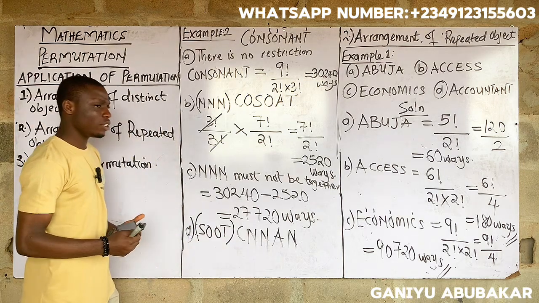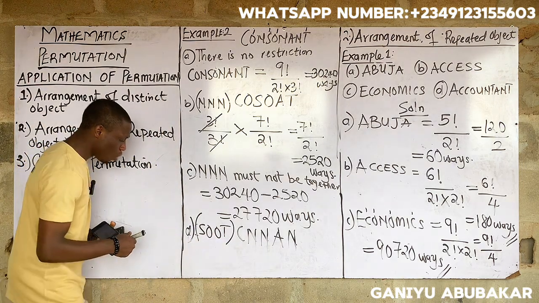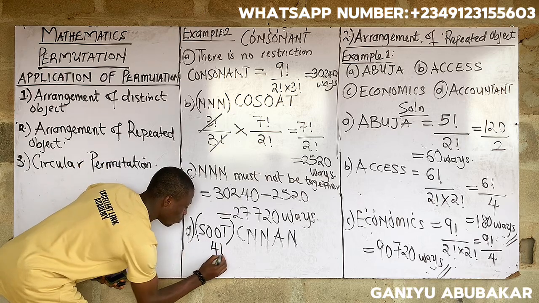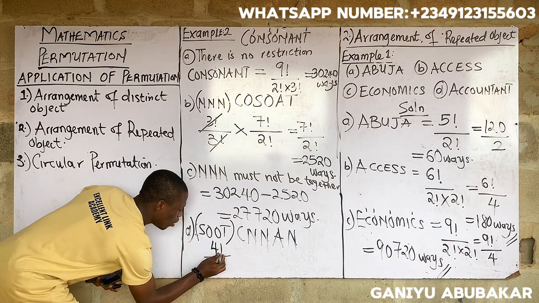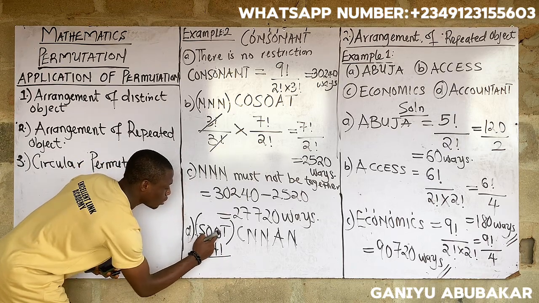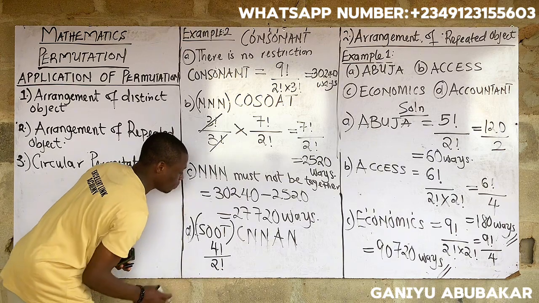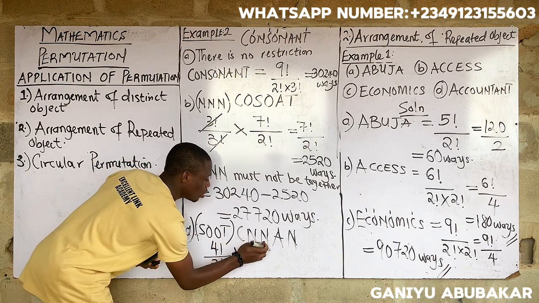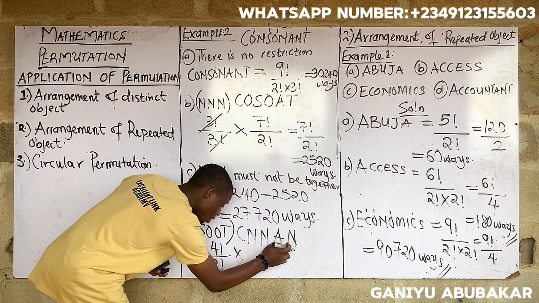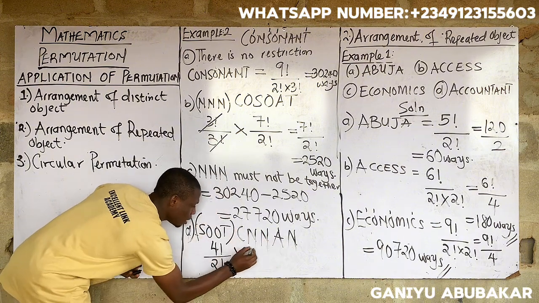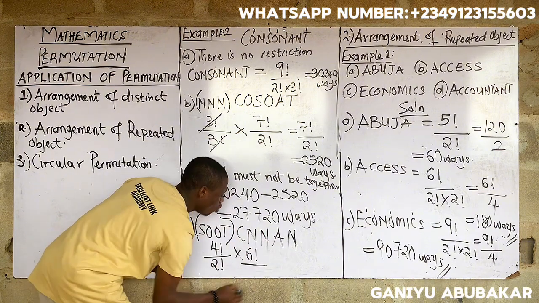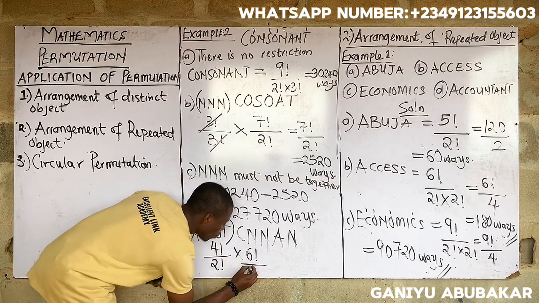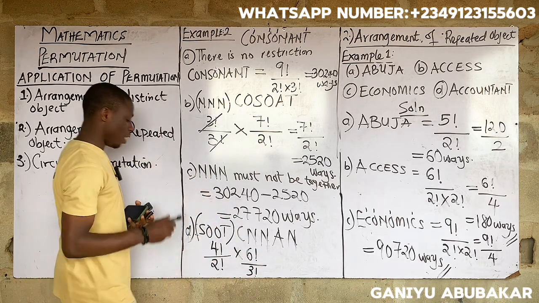So let's solve this. What do we get here? This becomes 1, 2, 3, 4. That becomes 4 factorial all over, observe that A occurs 2 times, that becomes over 2 factorial. I'm done with this. Times, count this: 1, 2, 3, 4, 5, consider this as 1. That becomes 6 factorial all over. Observe that N occurs 3 times, 1, 2, 3. That becomes 3 factorial.